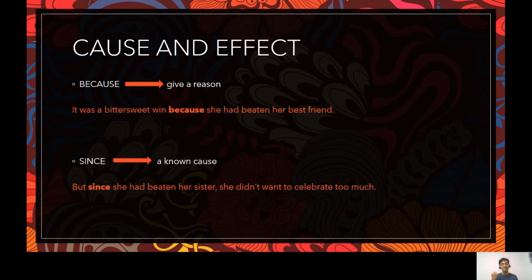We also use since to show a known cause, to show something that we know has happened. As an example, we have: since she had beaten her sister, she didn't want to celebrate too much. So what is a known cause? It is that since she had beaten her sister, she didn't want to celebrate too much. That's the reason. That's the known cause.